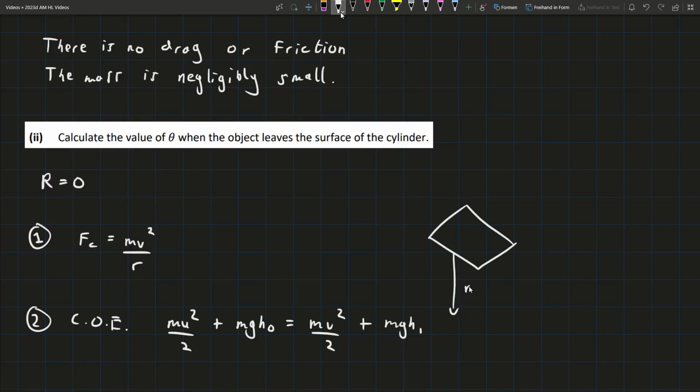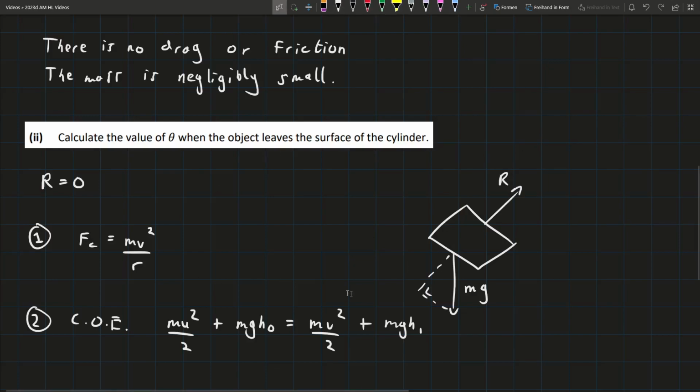Right, so we have the weight going down, and we want to resolve that into components going perpendicular and parallel to the reaction force. And we'll also have the reaction force, because then we can get the centripetal force, which is obviously acting towards the center of the circle.